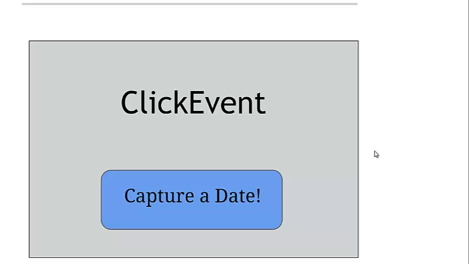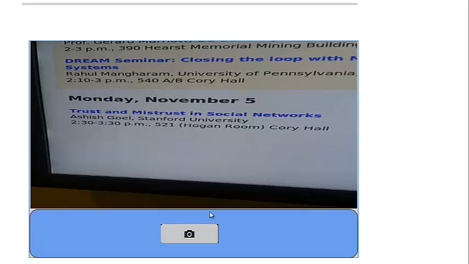So here's a really quick prototype. One would see an event and they would open up ClickEvent, and capture a date would take them straight to a camera. So this is the example I was talking about earlier. This is something I really wanted to go to but never ended up going to. So what would happen would be I would walk by the event monitor, I would see this event, I would click on ClickEvent, and I'd take a picture of this, and ClickEvent creates the event in my phone's calendar.